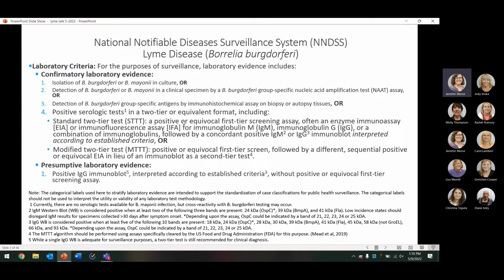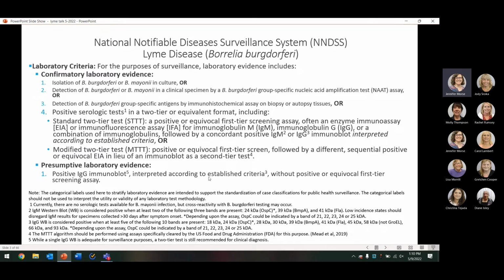Would be the 2-tier test, which is either the standard 2-tier test, which is just a standard enzyme immunoassay, followed by an immunoblot test or a Western blot test, or there's now a modified 2-tier test, which is actually 2 EIA tests that are approved by the FDA. And again, I'm going to talk about those more in a minute. So that's a confirmatory lab test. A presumptive lab test would just be the Western blot, an IgG immunoblot or Western blot.